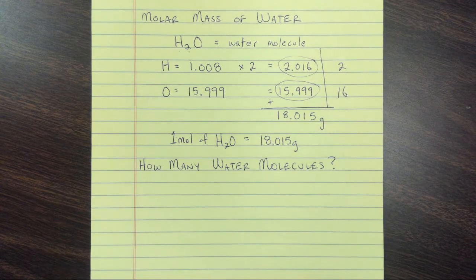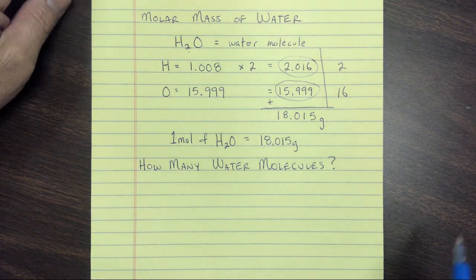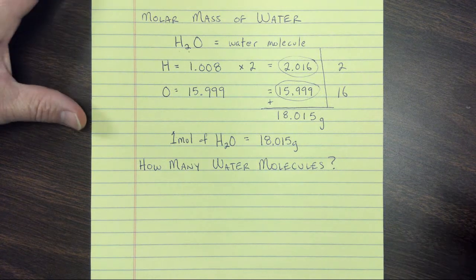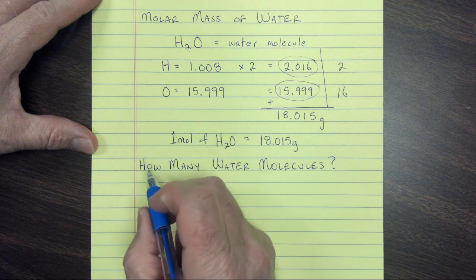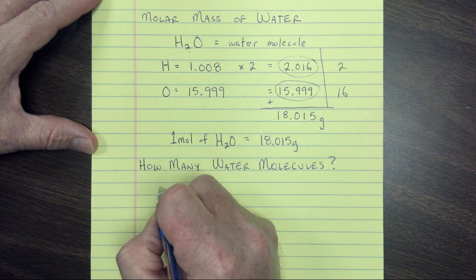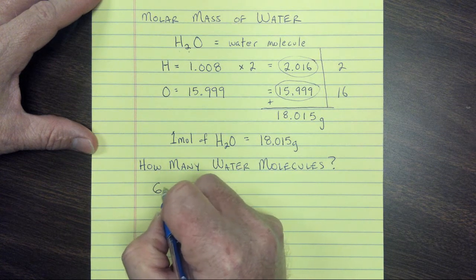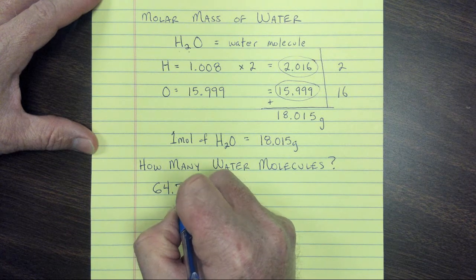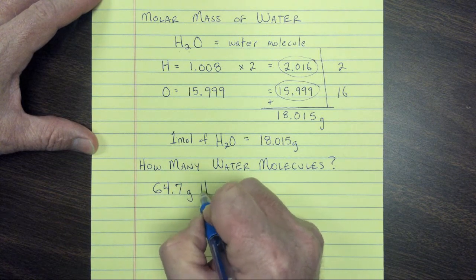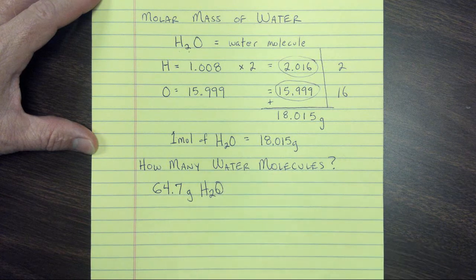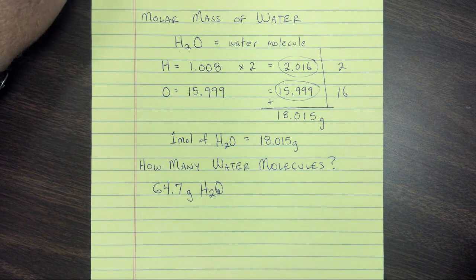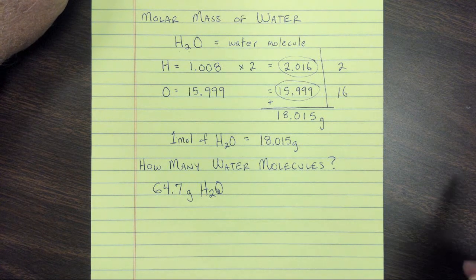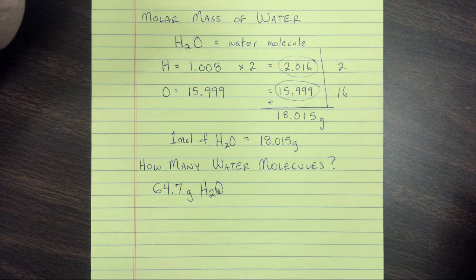So let's say that I grabbed a glass of water and I put it on the scale, on our balance, pardon me, and we're just going to make up a number. We're going to say that it had a mass of 64.7 grams. Whoops, H2O, we're going to make that bigger. Looks like an eyeball. Anyway, 64.7 grams of water is what I pretended I just got off of my scale.